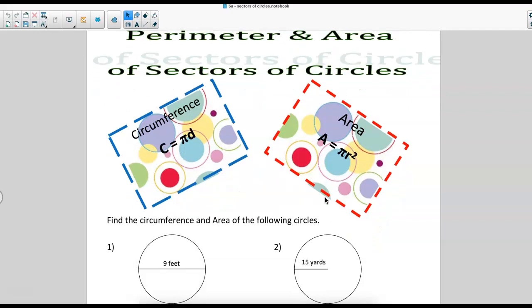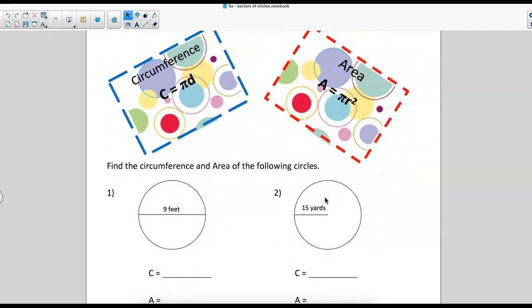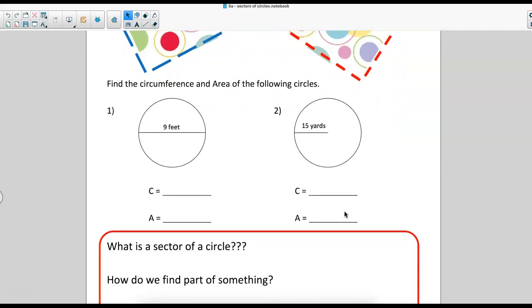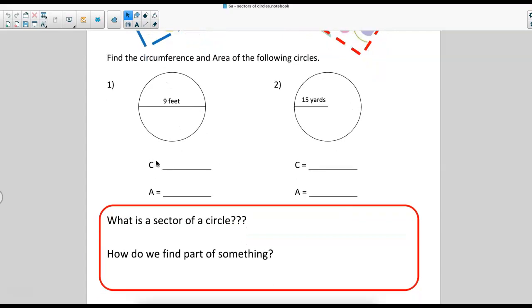So I want you to take the next couple minutes. The formulas are there, right? Circumference is pi times diameter. Area is pi times radius squared, okay? I want you, on these two circles, to find the circumference and the area of each circle. Take a couple minutes to do that on your own. Use your calculator, use the formulas, round to the nearest tenth.